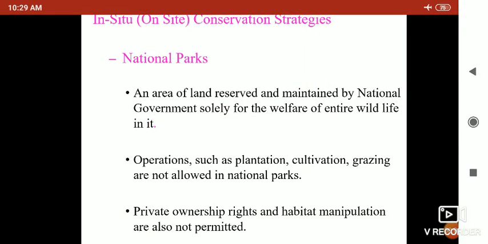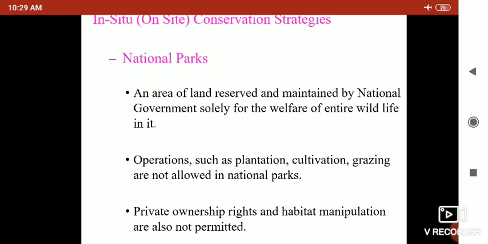My dear students, today we are going to deal with some of the in-situ conservation strategies, and we will restrict our focus today to national parks and wildlife sanctuaries. And before getting started, let us recapitulate what we have so far discussed about biodiversity conservation.